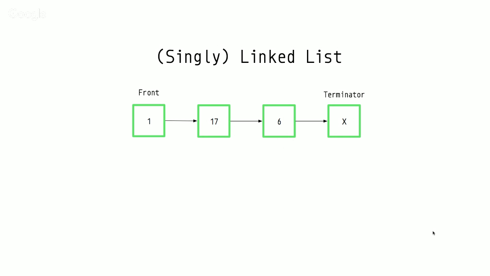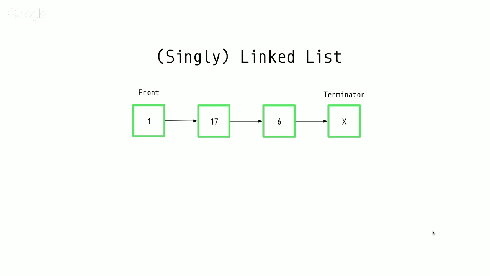Basically, what a linked list is, it's a set of elements in sequence, and you have a front pointer and a terminator, and each element physically links to the next element in the list. So you start at 1, go to the next pointer to 17, to the next to 6, and then to the next to the terminator. The terminator a lot of times is just omitted from the diagrams because basically all it is that once you reach it, you're done traversing the list. So that's the idea there.